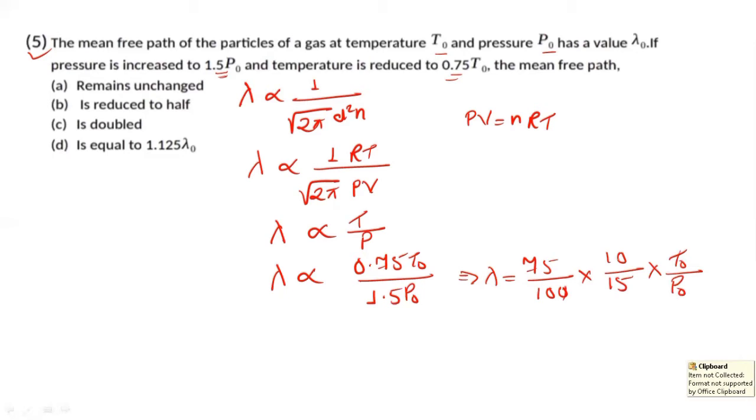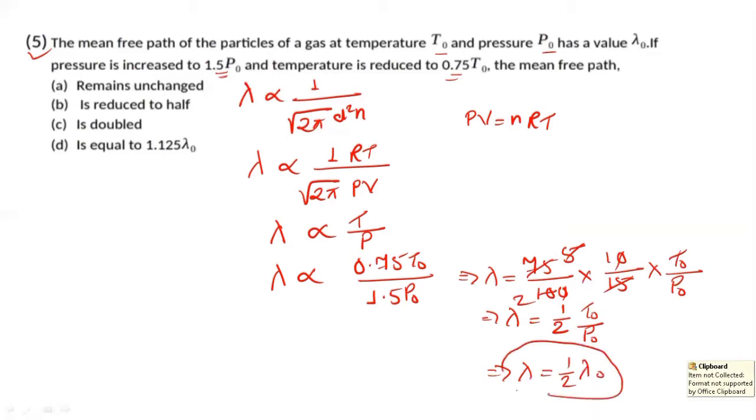Now if you see, this 0 will cancel this 0. 15 times 5 is 75. So lambda equals 5, these 5 twos are cancelling, 5 twos are 10, so you will have 1 by 2 times T naught by P naught. That means lambda is equal to half of T naught by P naught, which means lambda naught. So the mean free path is reducing by half, because we have a half factor here. The correct option is option B, the mean free path will reduce by half.